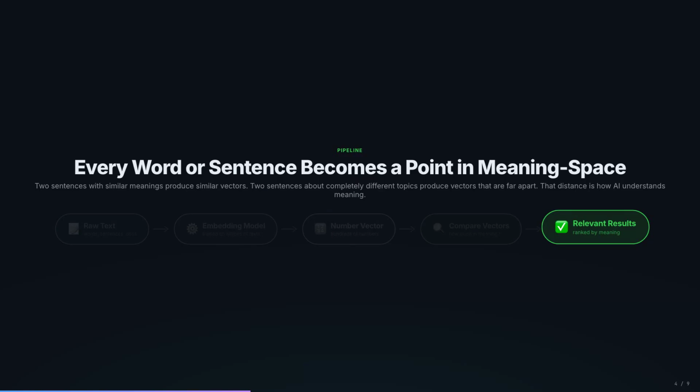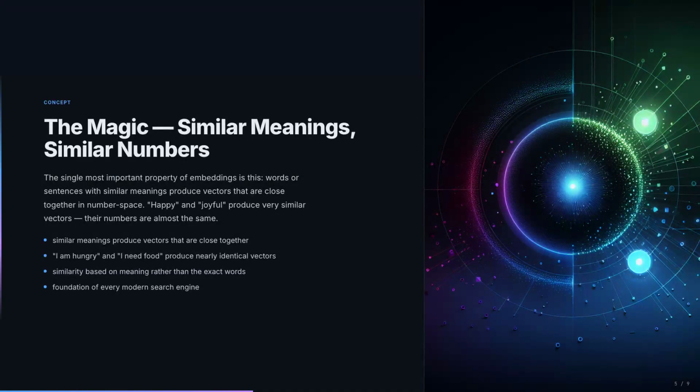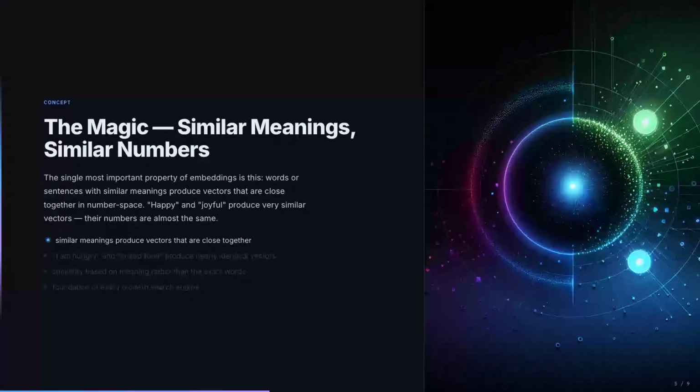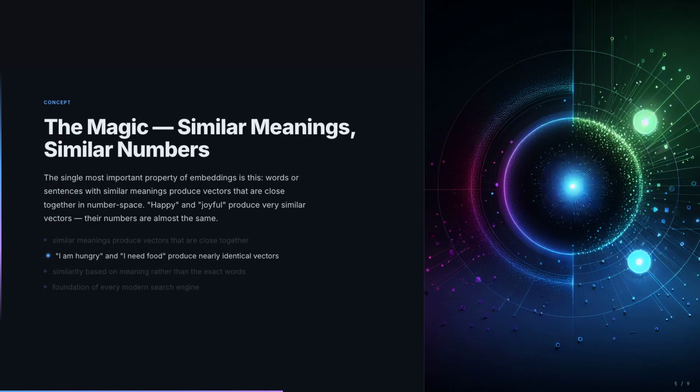The single most important property of embeddings is this: words or sentences with similar meanings produce vectors that are close together in number space. Happy and joyful produce very similar vectors, their numbers are almost the same. Dog is closer to cat than to airplane. The vectors reflect the real world relationship between these things. Most powerfully, I am hungry and I need food produce nearly identical vectors even though they share no words. The model learned they mean the same thing.